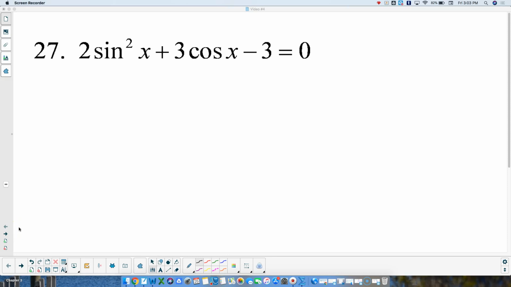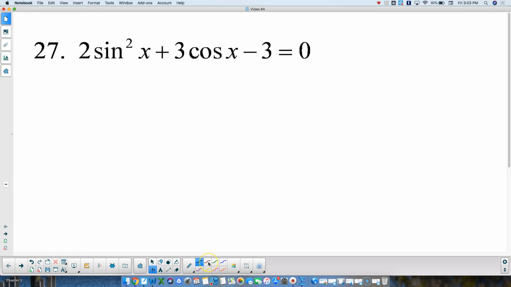So in this last video here, now we're going to explore a little more challenging type of solving equation type of problem. Again, we are still solving it over the first lap of the unit circle. Here in this one, as you can see, we've got a sine squared and we've got a cosine.